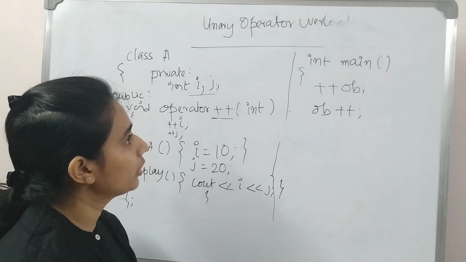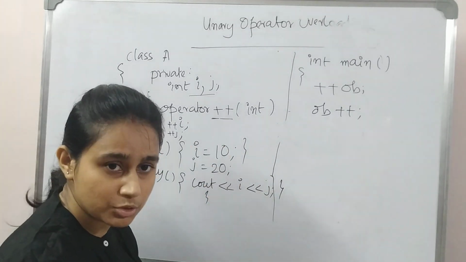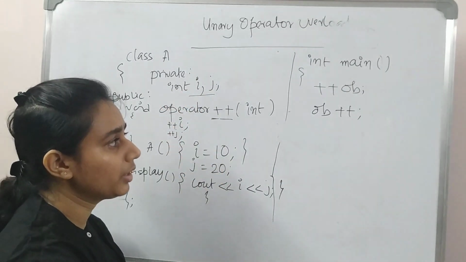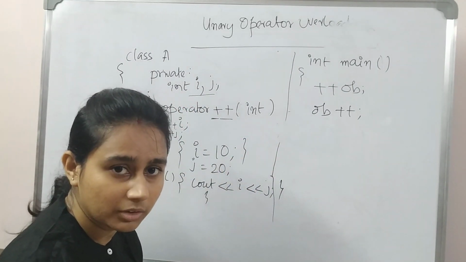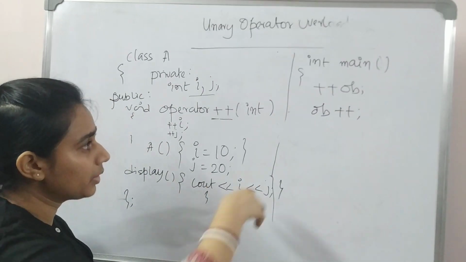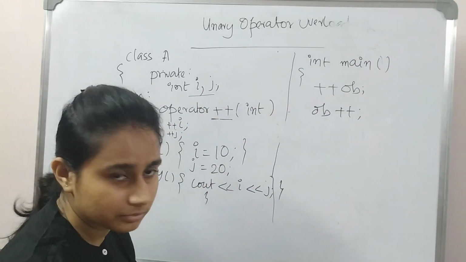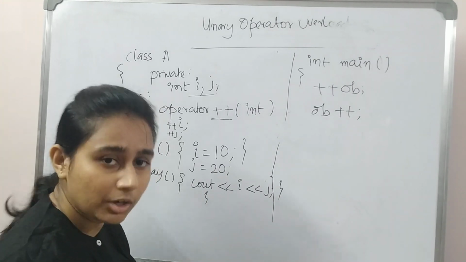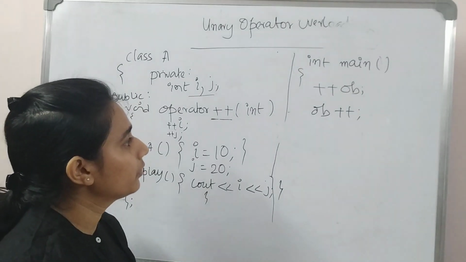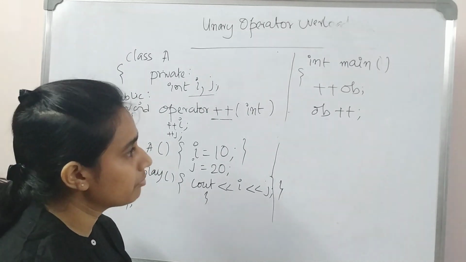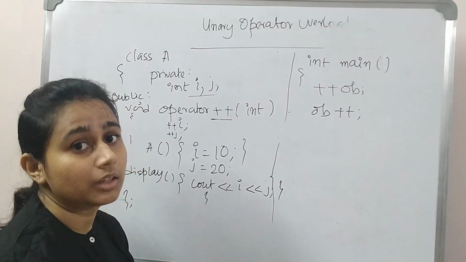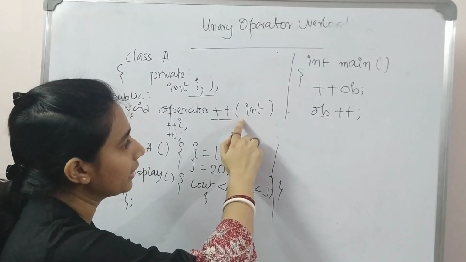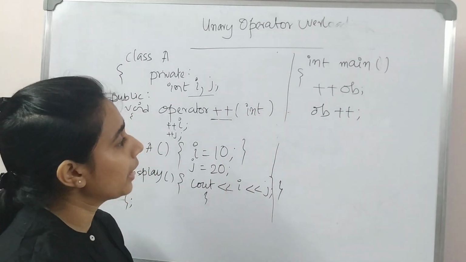So in case of unary operator overloading, we are getting this one, and here we can see how the pre-increment operator and post-increment operator will work. In case of the pre-increment operator, we don't have any argument because this is a unary operator. We don't need any argument explicitly. We are getting one argument implicitly. But if you want to make it a post-increment operator, then you have to use a dummy argument.